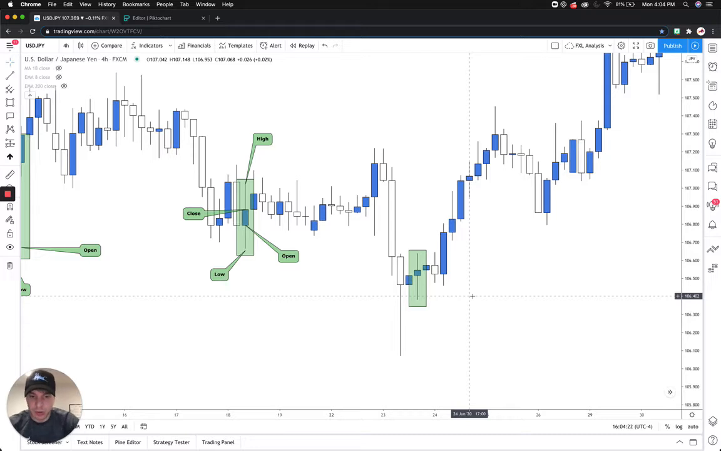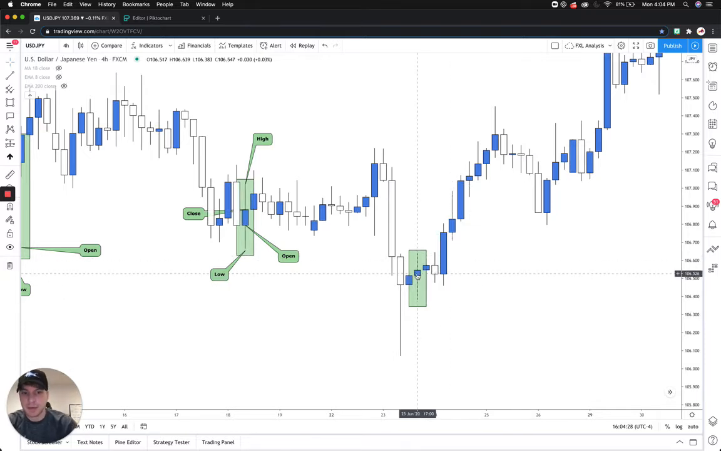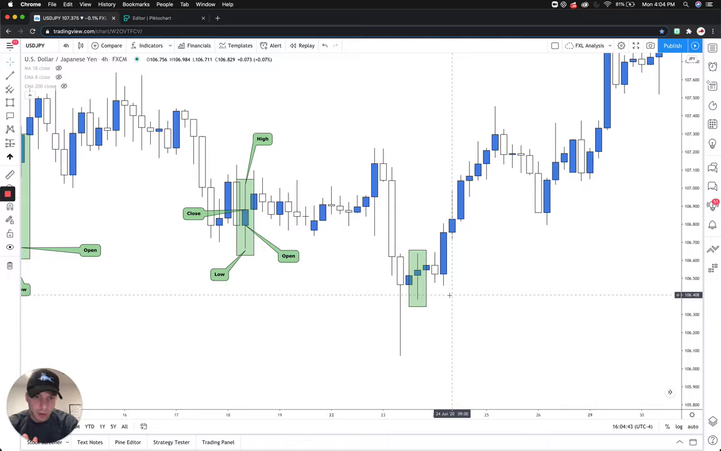So the wicks are longer, so there's a bigger battle going on. There's more buyers fighting sellers, more sellers fighting buyers, and there's no outcome in this 4 hours, right? So it's an indecision candle, or a neutral candle. And that's usually when you see the wicks are much, much longer than the body, and generally the body is pretty small. That's when you can classify this as a neutral or indecision candle.